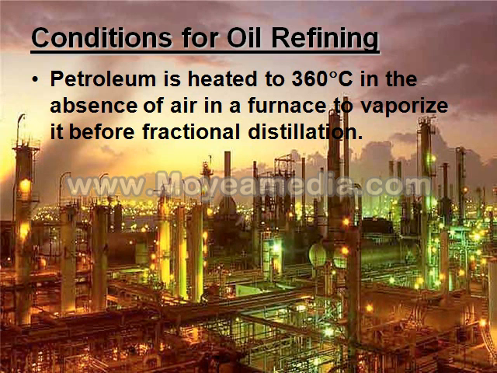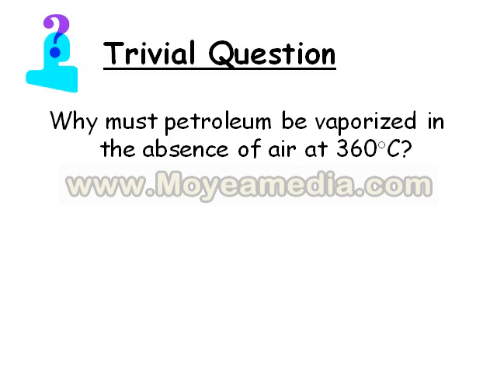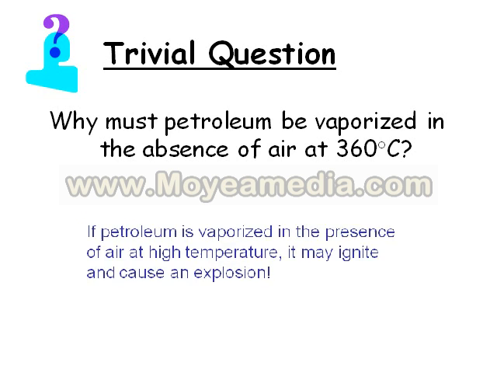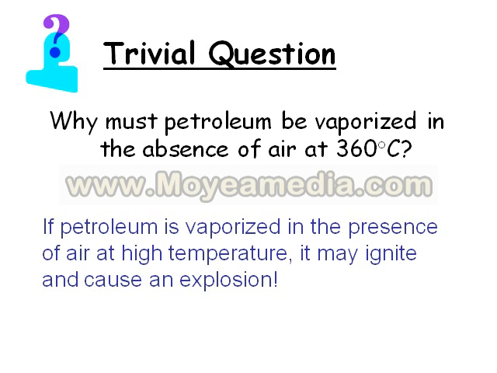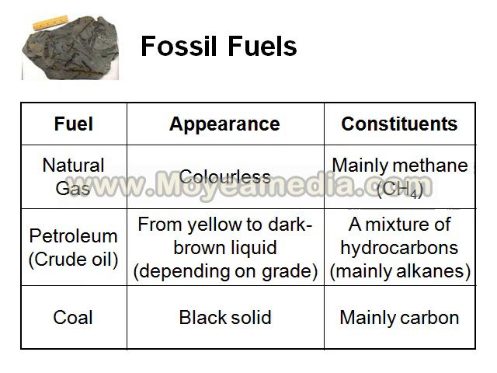Conditions for oil refining are: petroleum is heated to 360 degrees centigrade in the absence of air in the furnace to vaporize it before fractional distillation. The question which arises here is why must petroleum be vaporized in the absence of air at 360 degrees centigrade? If petroleum is vaporized in the presence of air at high temperature, it may ignite and cause an explosion.